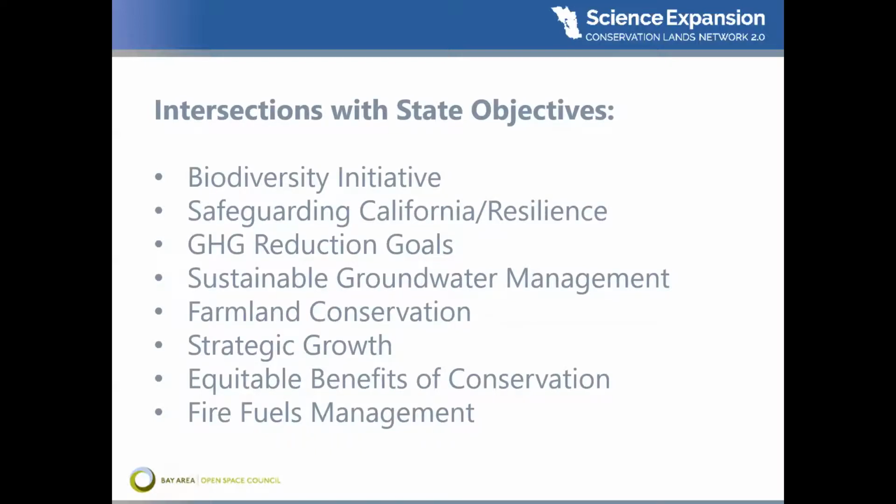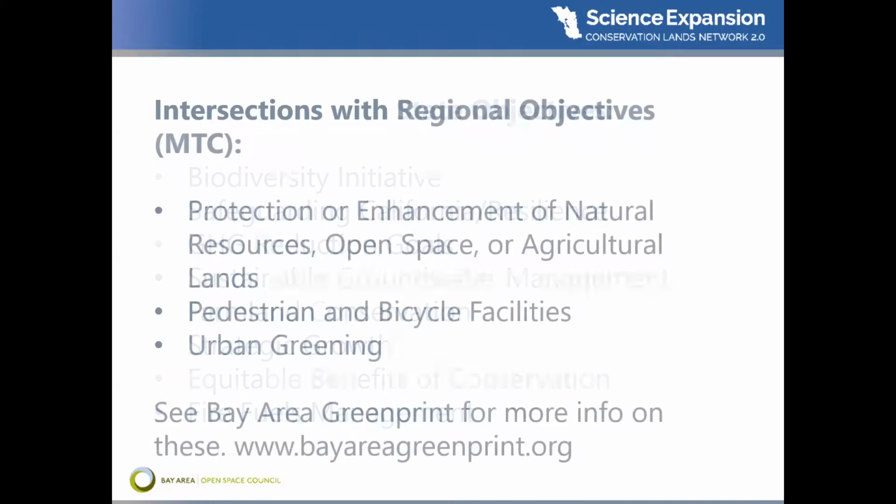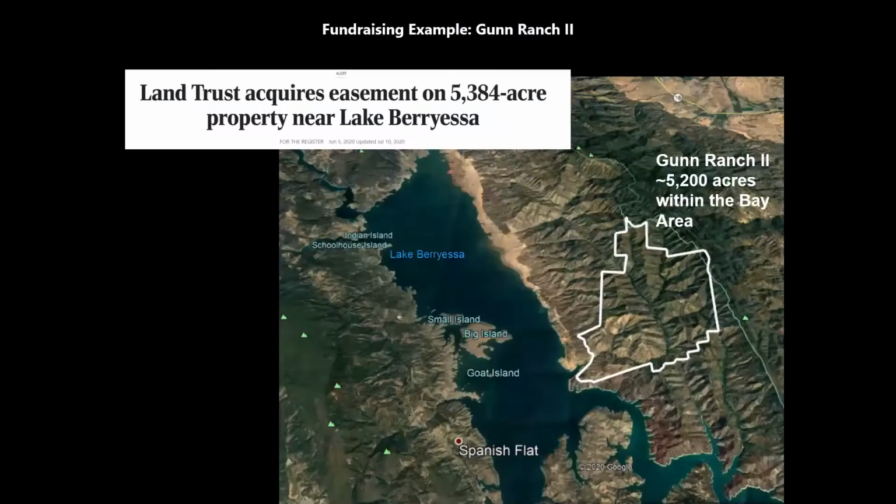I also want to mention that there are a lot of intersections with state objectives in these conservation portfolio reports. I won't go into these, but if you dig, you'll be able to say something about each one of these 8 different objectives. You'll be able to say something about these 3 different objectives from MPC. These are from the Priority Conservation Area Program of MPC, and I encourage you to go to bayareagreenprint.org, which is really tailored. It uses the Conservation Lands Network data, and it adds a lot of other things, and it's really tailored for the Priority Conservation Areas program.